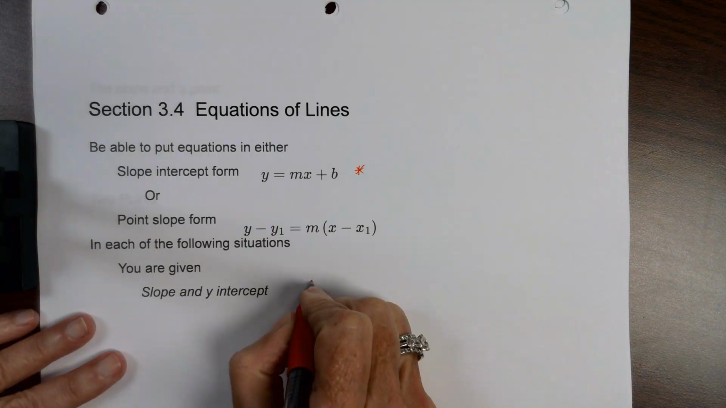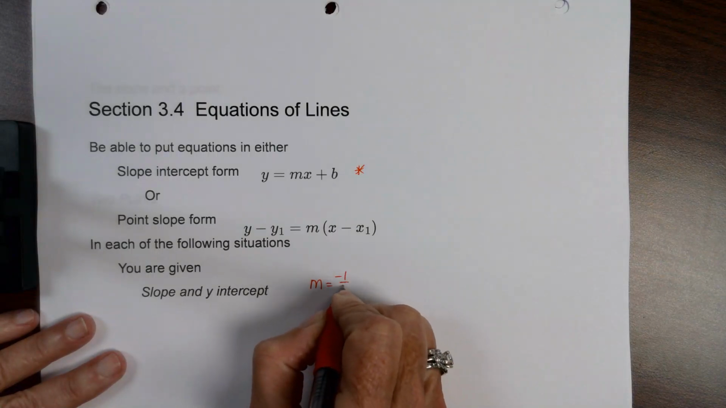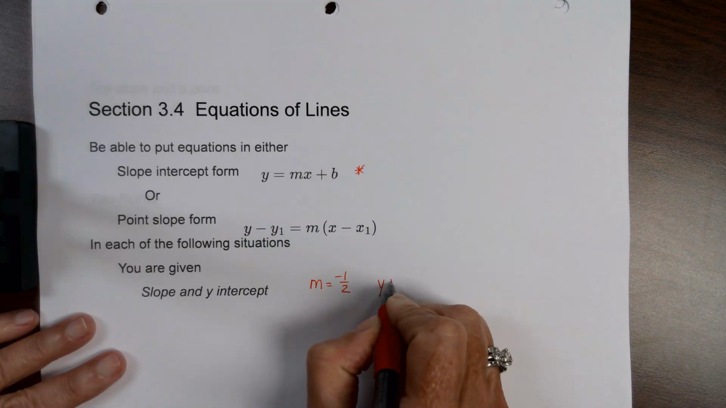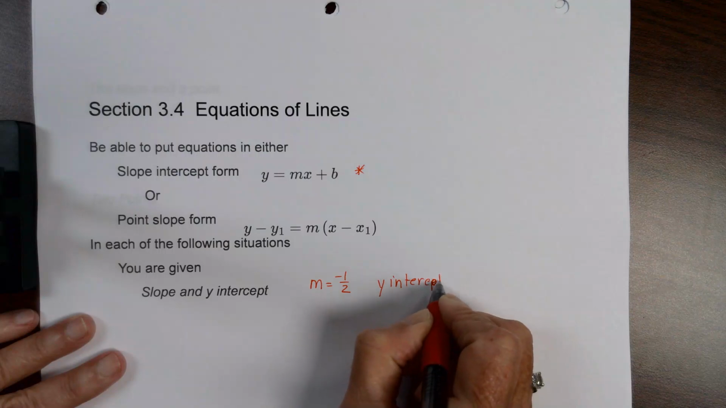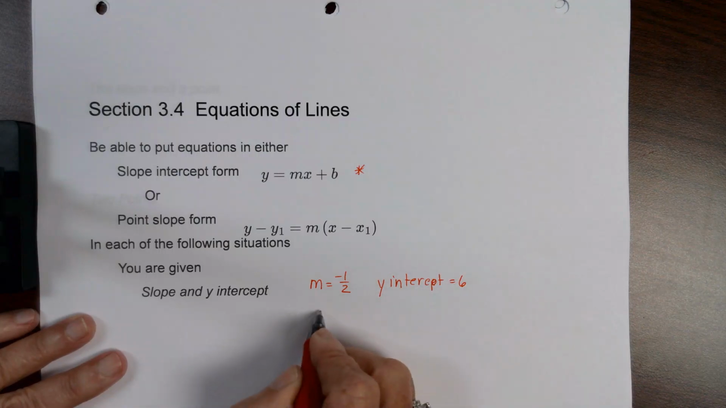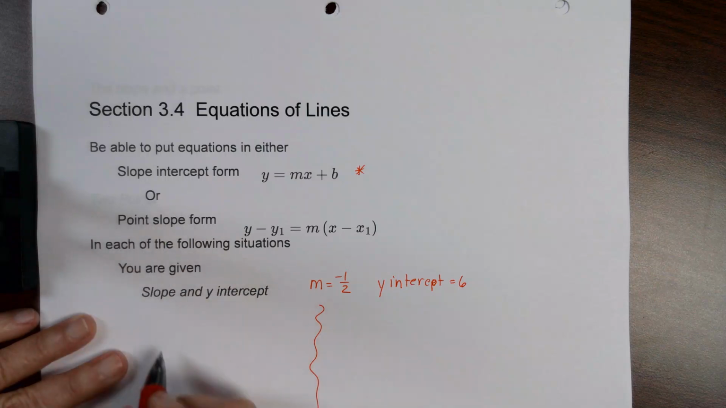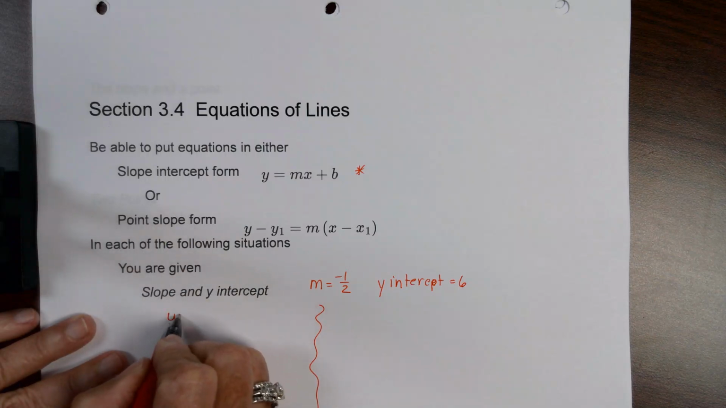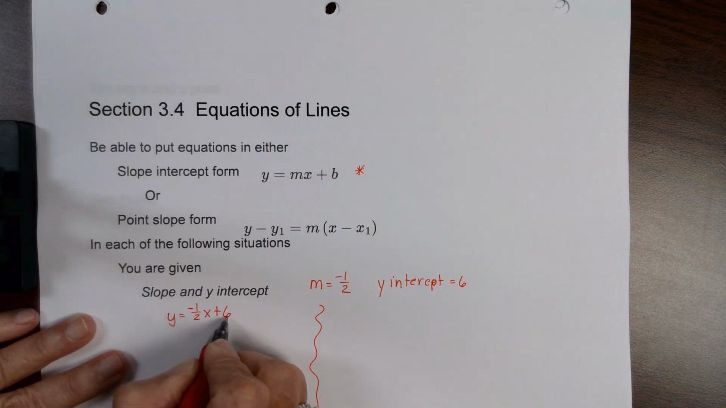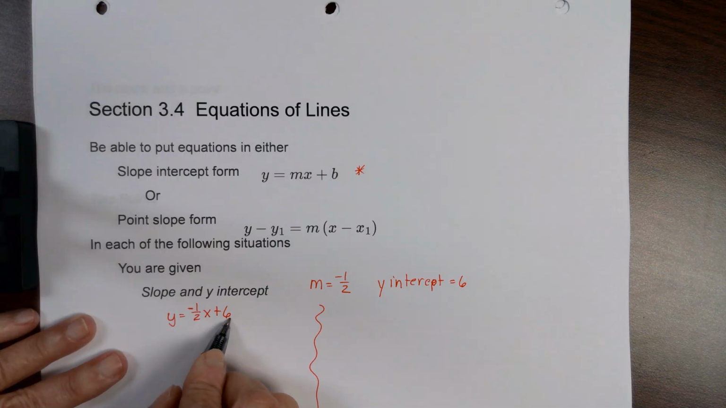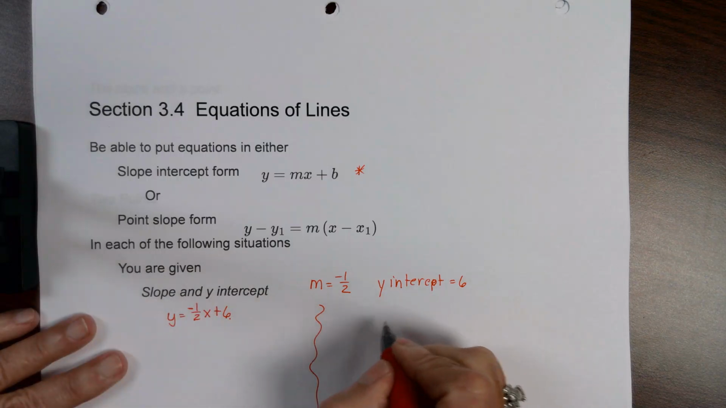Let's say they give you a slope of negative 1/2 and they give you a y-intercept of 6. Then if I'm putting it in slope-intercept form, I have y is equal to negative 1/2 x plus 6. Here's my slope, here's my y-intercept. That's all I would have to do.